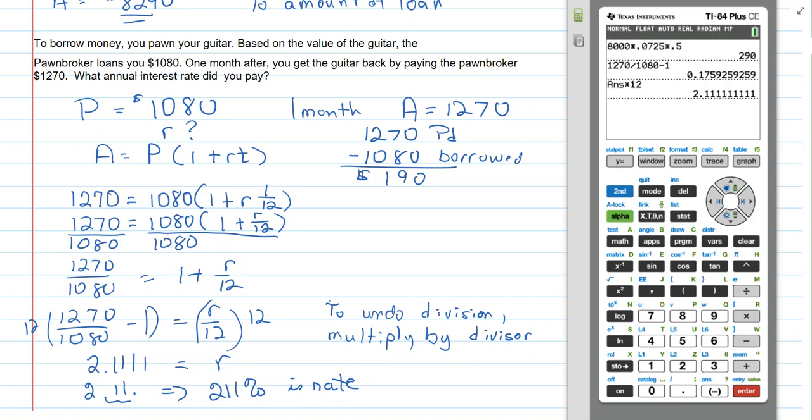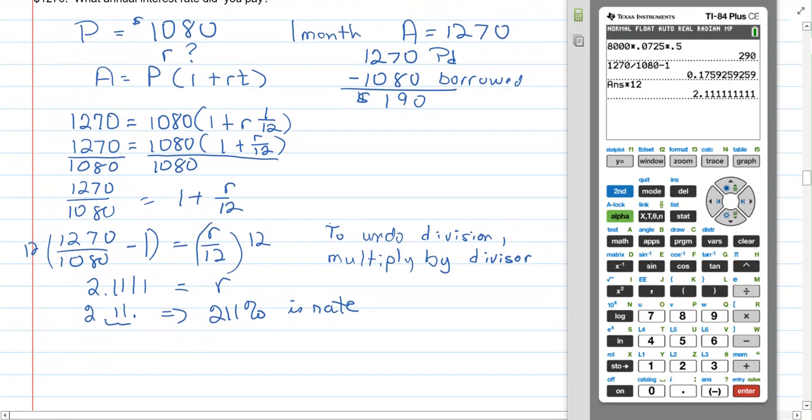So next we're going to talk about some savings, and this way we can omit having to depend on pawnbrokers. So we completed section 8.3 on simple interest.